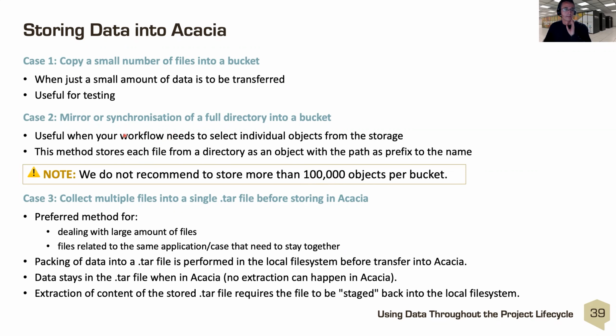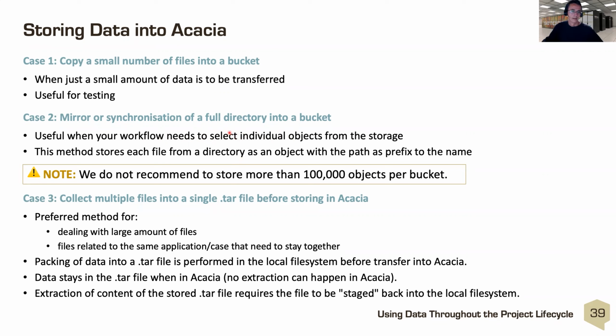Okay, yeah. So when you want to have individual objects instead of a full pack tar file in Acacia, it is when in your workflow you will not need a whole bunch of files, but just a selected number of files to be staged back into the Scratch file system.